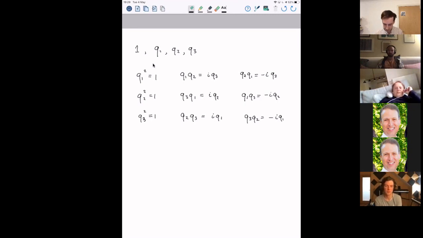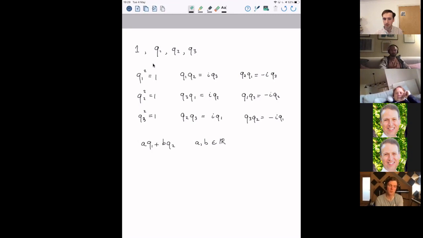So I can multiply Q1 times A, where A is just some real number. And this would again be a Q number. I can add them together. So I can add A times Q1 with B times Q2, where A and B, as I said, are real numbers. And this sum is again a Q number. It's a valid Q number.